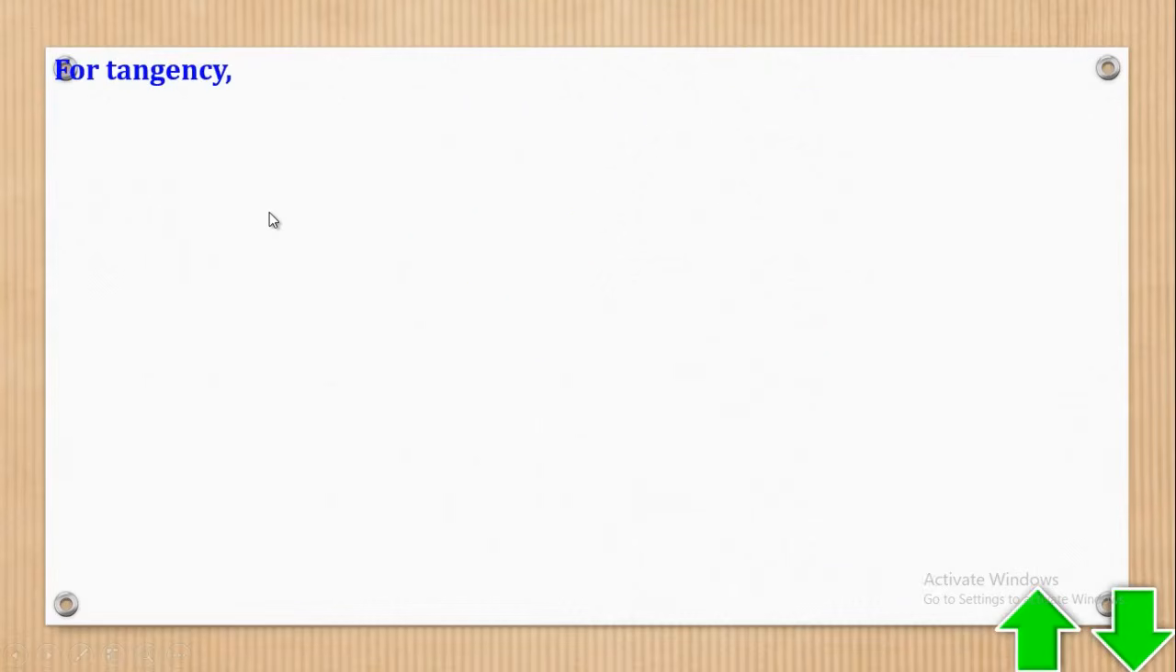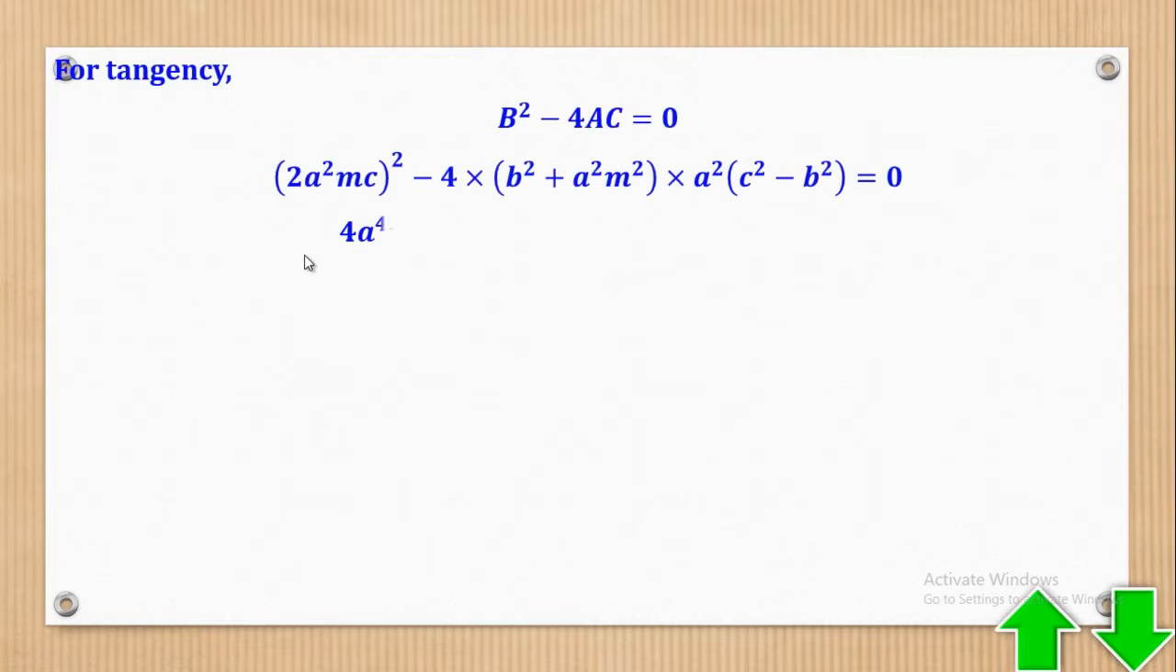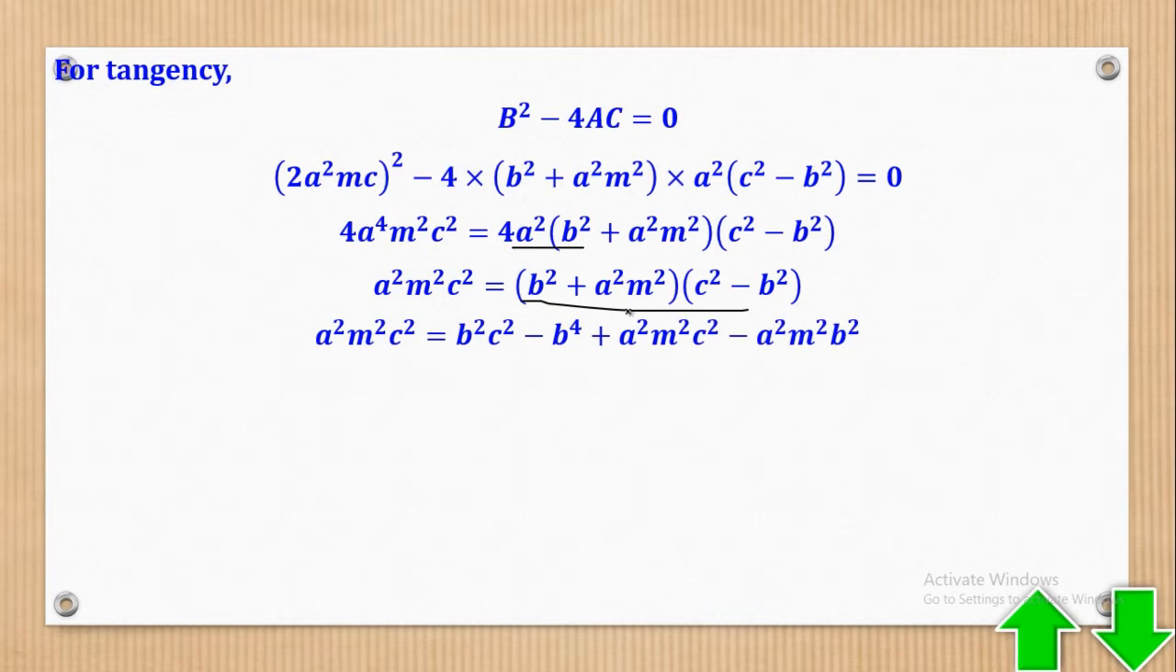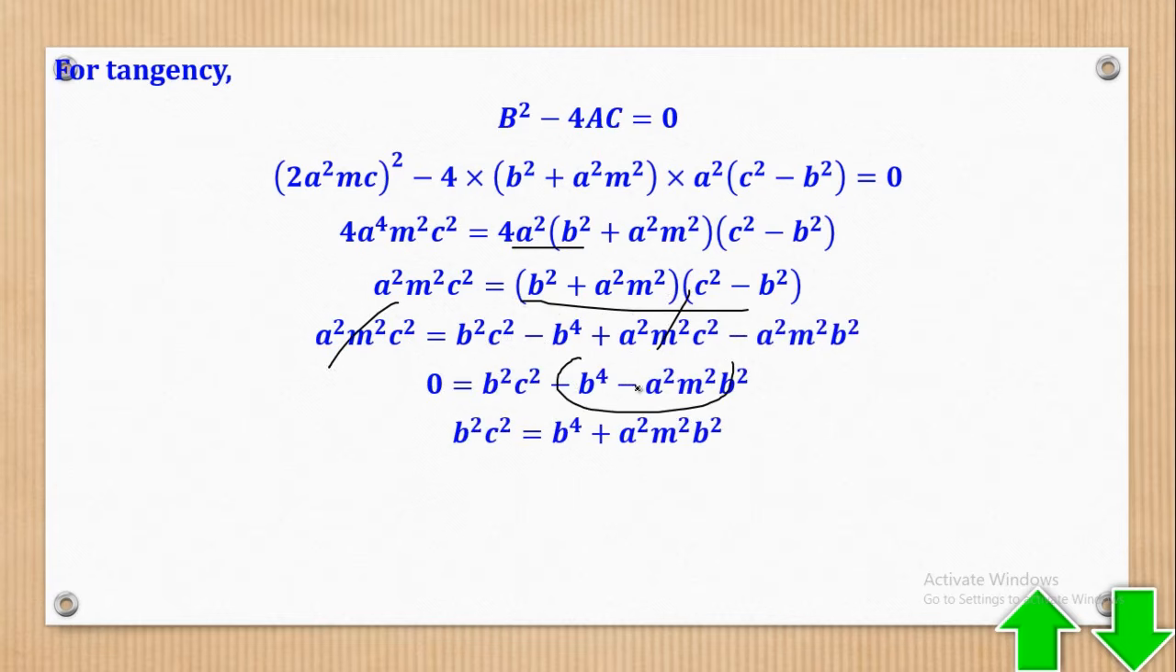Then for tangency, you remember that the discriminant is equal to 0, substitute for b, a, and c. Then do the same, take this one this side to come up with that. Then reduce, divide by 4a squared. Then also from there, expand this. Then from there, this will cancel. So the procedure is always the same. Take this one this side, then reduce by b squared to come up with this.